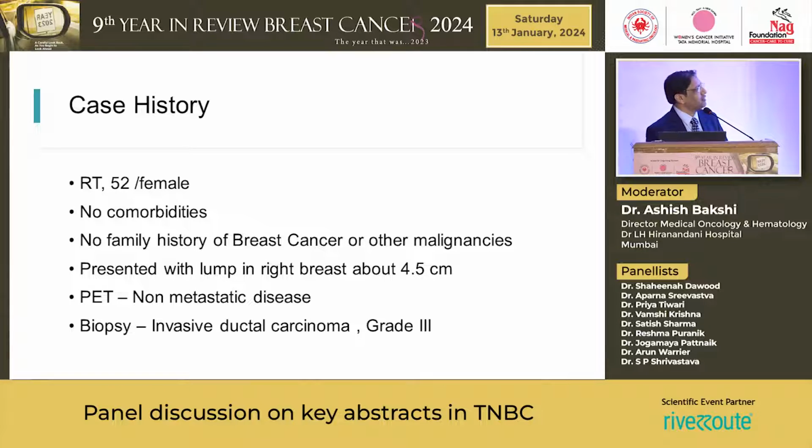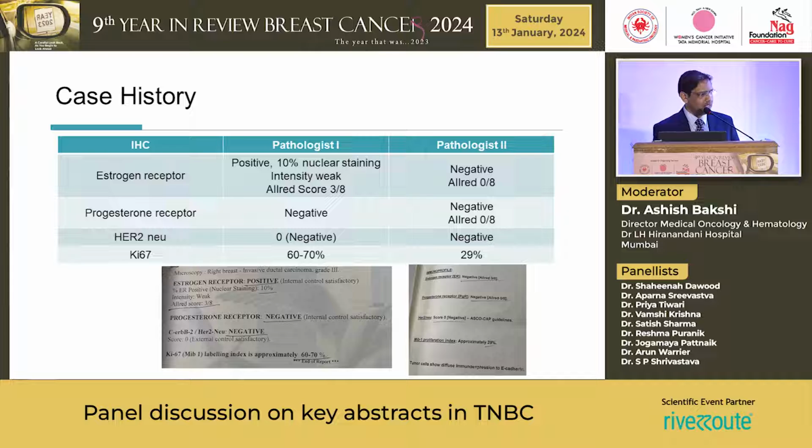So I'm going to start with a case first. This was a 52-year-old female. She had no comorbidities. There was no family history of breast cancer or other malignancies. She presented with a lump in the right breast of about 4.5 centimeters. PET scan showed a non-metastatic disease, and biopsy showed an IDC which was grade 3. Now a biopsy was done and these are the pathology reports. The first one is reported by pathologist 1, and these are the actual reports, so I am not cooking up the case.